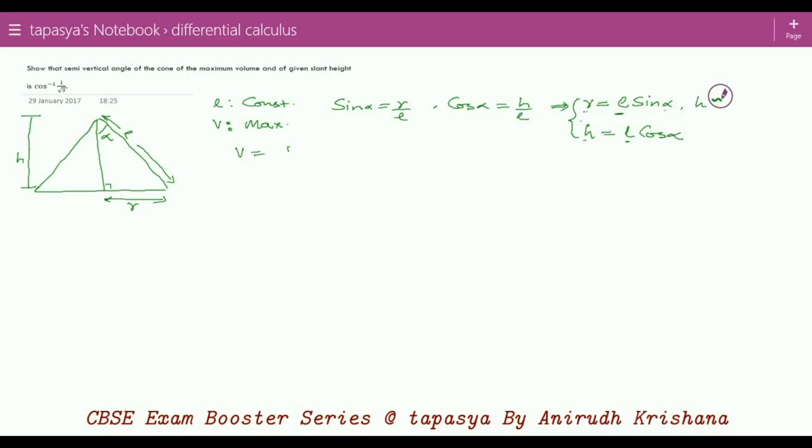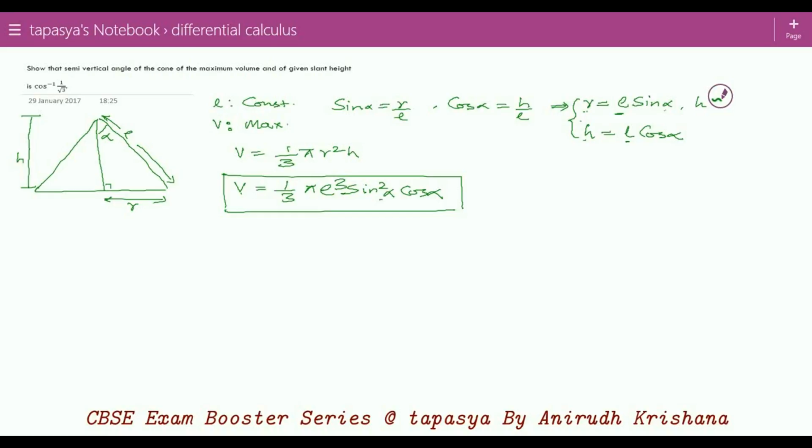Now the volume of the cone is 1/3 pi r square h, and using these values of r and h we get the value 1/3 pi L cube sin square alpha cos alpha. So V depends on alpha, not L, because we defined that L is constant.